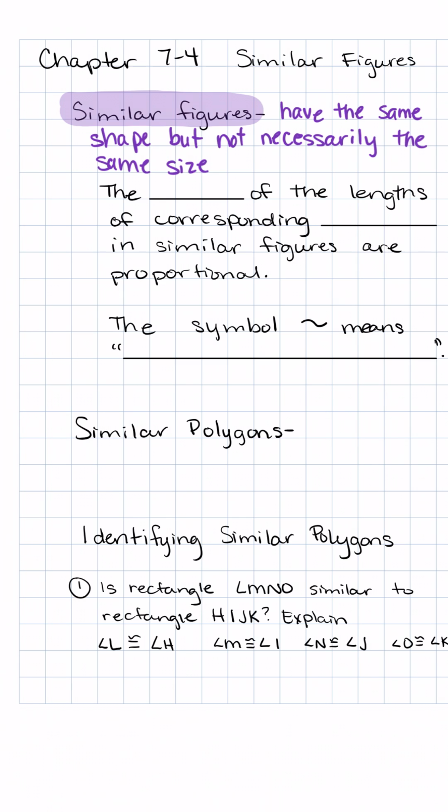The ratios of the lengths of corresponding sides in similar figures are proportional. So this symbol here means is similar to.